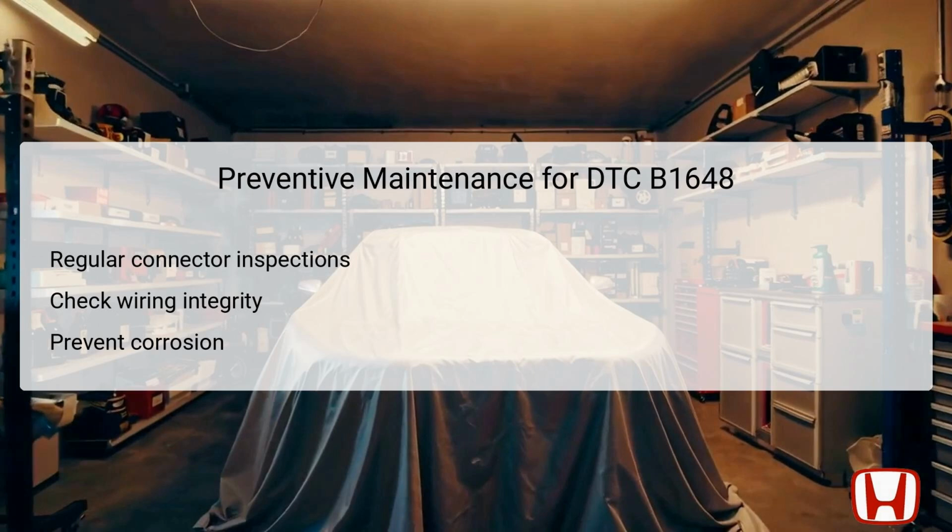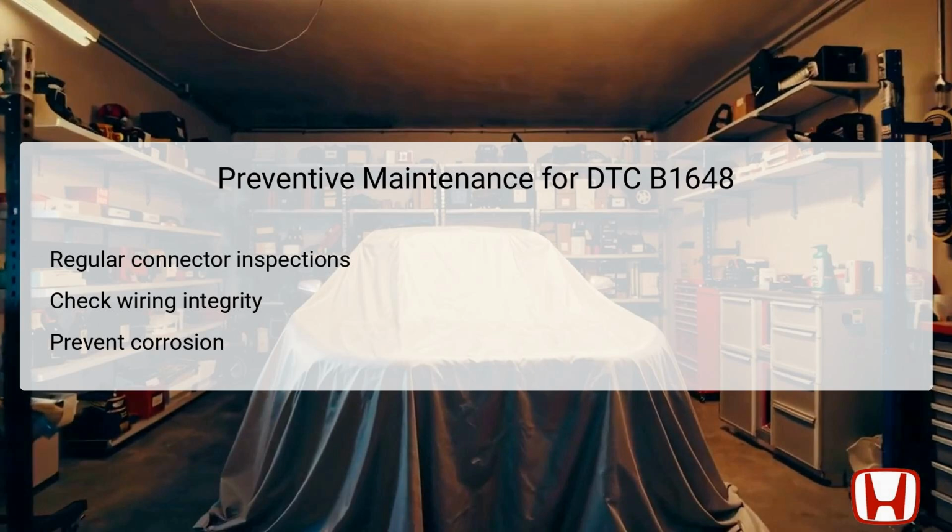Corrosion in particular can drastically affect connectivity and signal reception, so applying protective coatings can help preserve connector integrity amid varying environmental conditions. Additionally, maintaining proper routing of the wiring to avoid mechanical stress or chafing contributes to a reliable system. Performing these preventive measures not only enhances the reliability of the keyless system, but also saves on potentially costly repairs in the future.